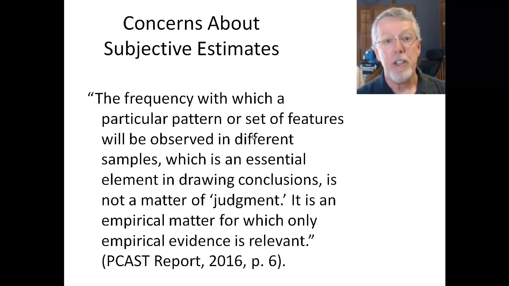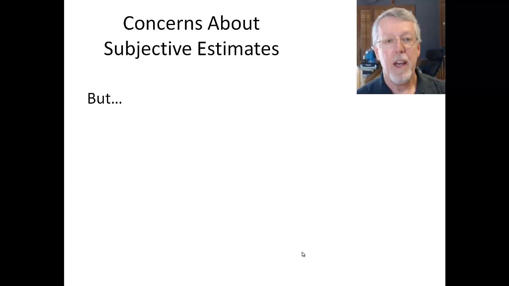This questioning is also seen in the recent report from the President's Council of Advisors on Science and Technology. Their report said specifically that the frequency with which patterns would be observed in different samples, presumably if there's a different source, is an essential element for drawing conclusions. And it's not a matter of judgment, it's an empirical matter to which only empirical evidence is relevant. Okay, so this is a rejection of any kind of numbers based upon subjective judgment.